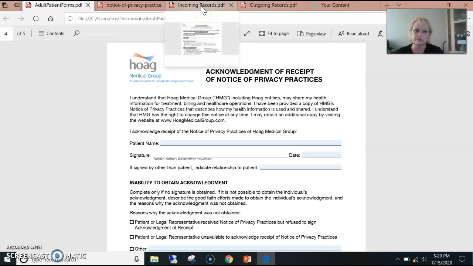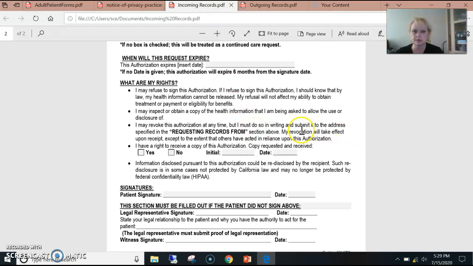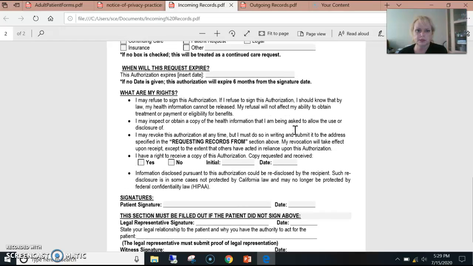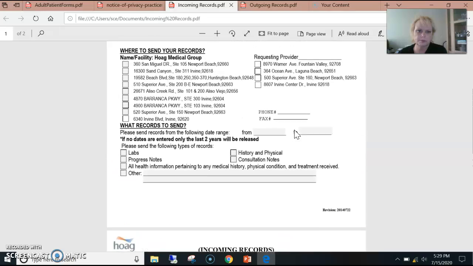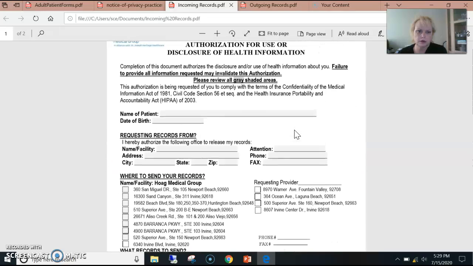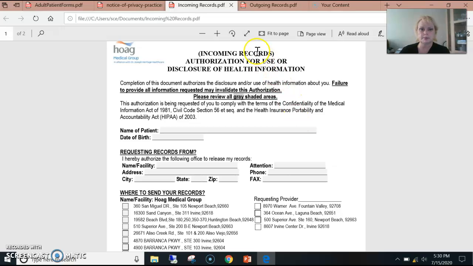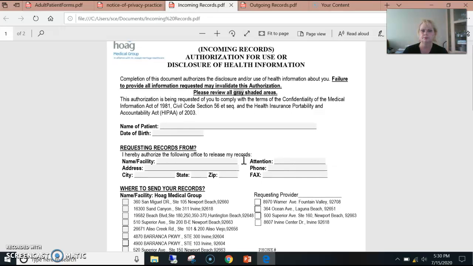And we also have here the form for incoming records. Here's the second page. You can see up at the top, this is for records coming into your practice. So you just fill it out. You put down the doctor's name, their phone number. You have to get their fax number. So this is the doctor that you're requesting information from.